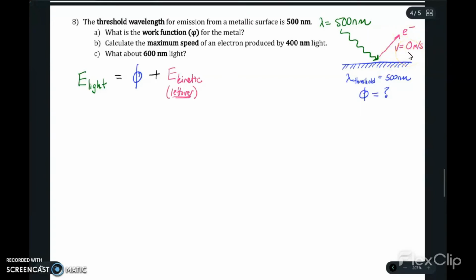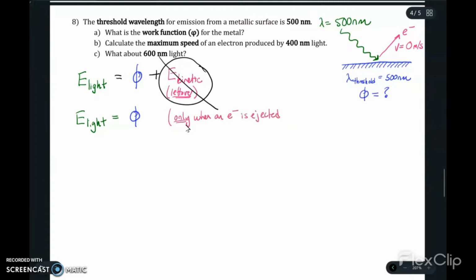So in that case, if the electron has no velocity, then we don't have any kinetic energy. There's no kinetic energy in that situation. And this equation then becomes: the energy of the light is going to be equal to the work function. But we have to remember that this is only when an electron is ejected with no velocity, right? No velocity. Okay?